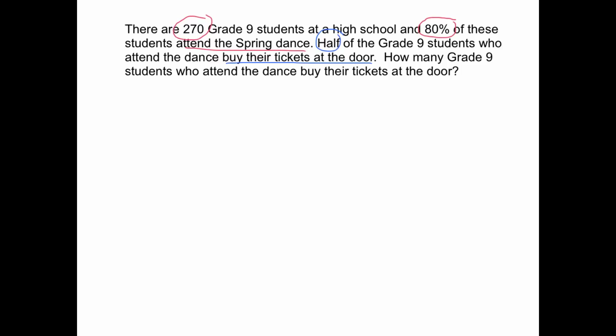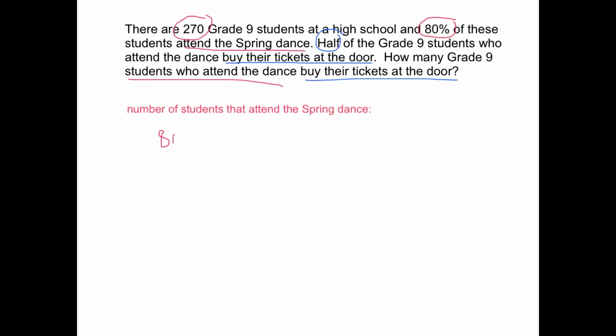So what is the question asking us to find? Well, the question wants to know how many grade 9 students who attend the dance buy their tickets at the door. So what's the first thing we need to find? Do we know how many students attend the dance? We don't, but we know the percentage of students who attend the dance. So how can we figure out the actual number of students? So we're going to start by finding out the number of students that attend the dance.